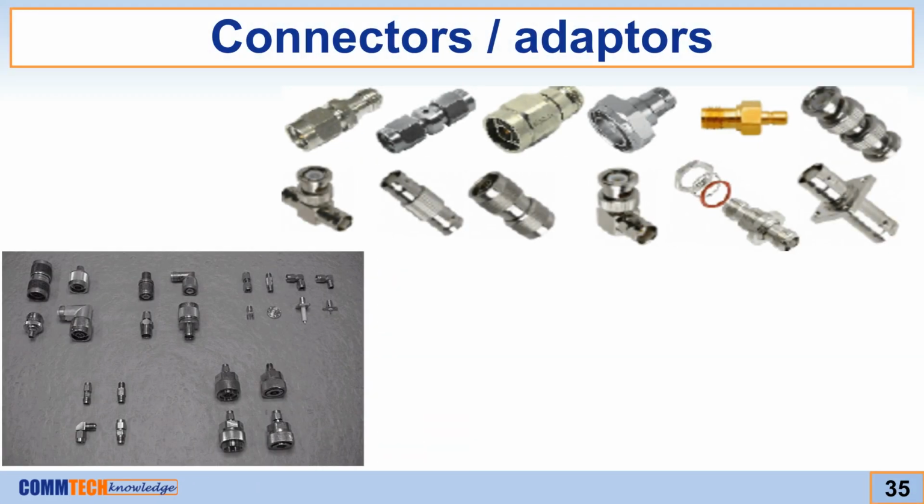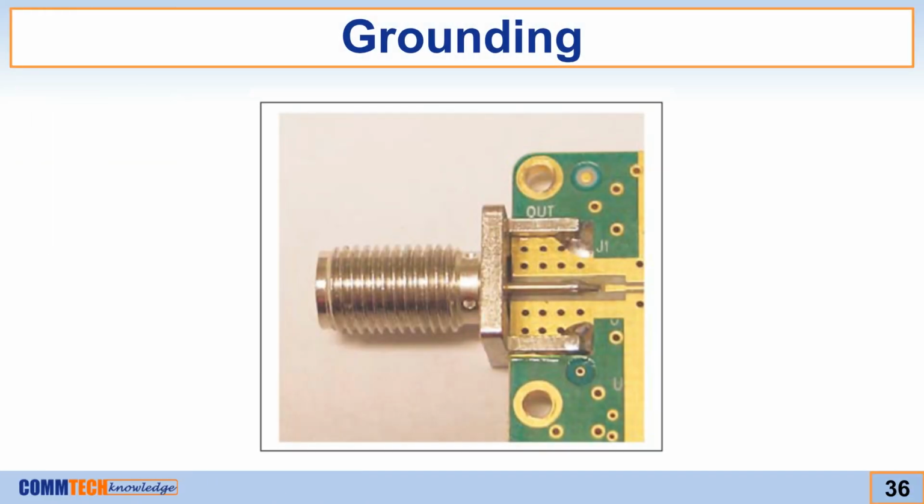Connectors and adapters are crucial passive components for connecting various RF devices and transmission lines. They ensure proper signal transfer and impedance matching. Proper grounding, as shown here with a connector on a PCB, is vital for maintaining signal integrity and minimizing interference in RF circuits.